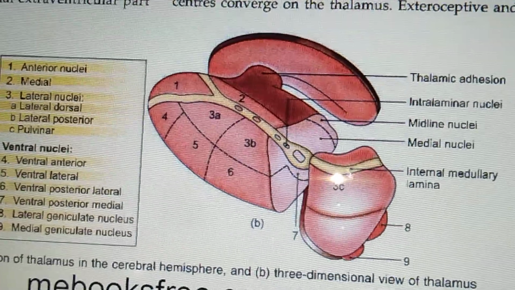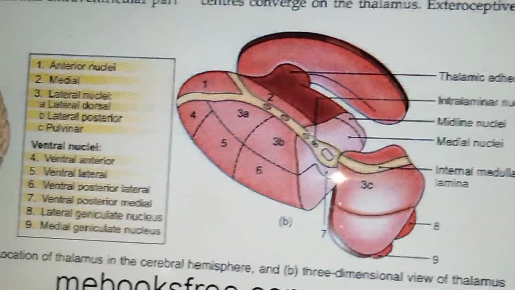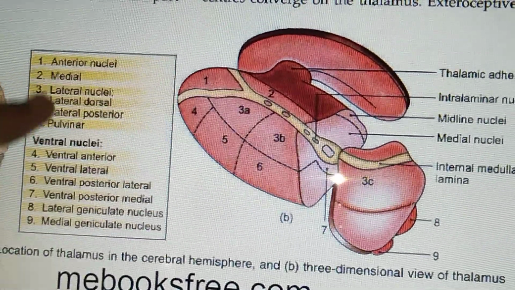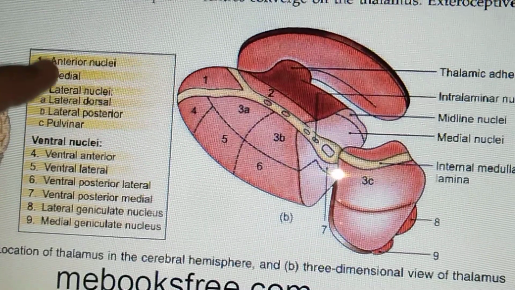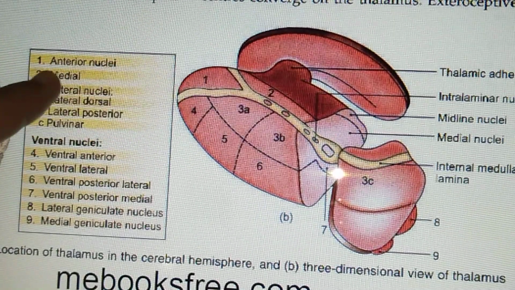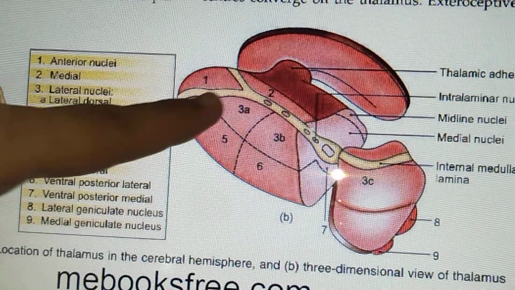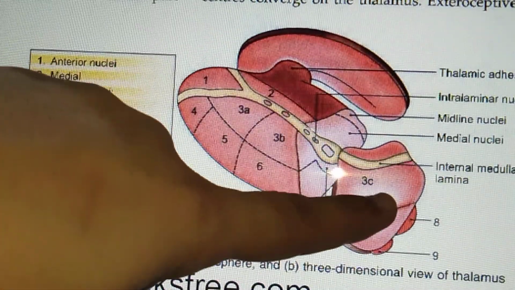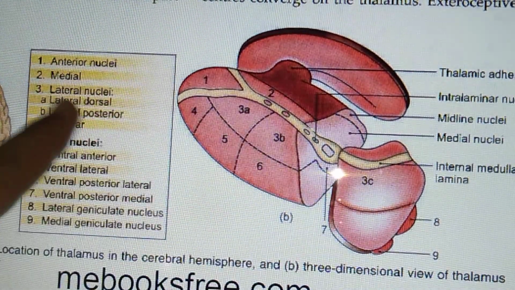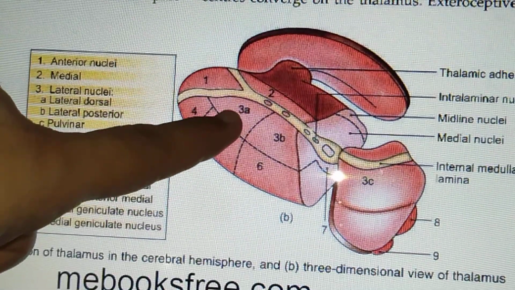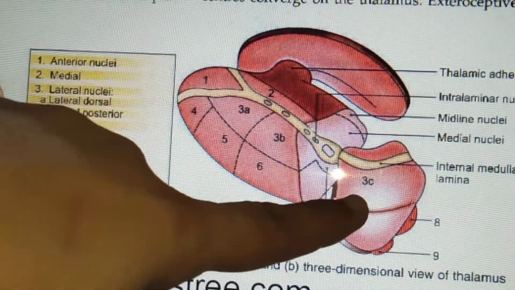Okay. So you have to see the numbers and the tables that are given here, right? Now see, number 1 you can see the anterior nuclei. Number 2 is the medial. Number 3, this is 3A, B and C, right? C is in the pulvinar. You can see here, this is the lateral dorsal, lateral posterior and the pulvinar nuclei.